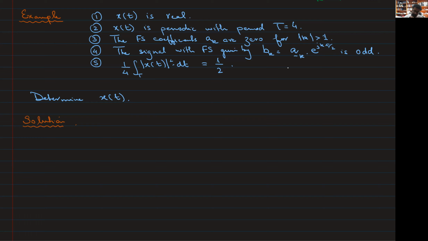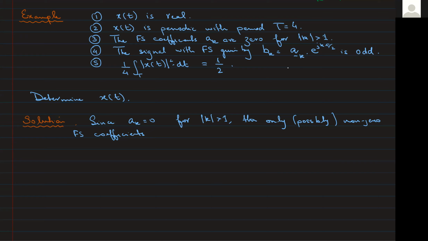Right. So we know that since a_k is equal to 0 for absolute value of k greater than 1, we know that the only possibly non-zero Fourier series coefficients are which ones?